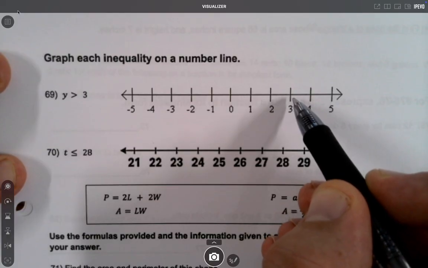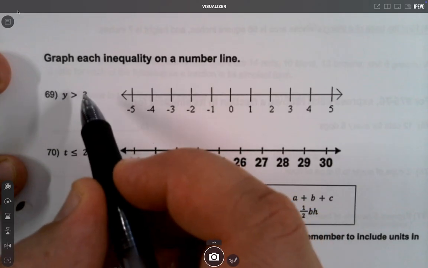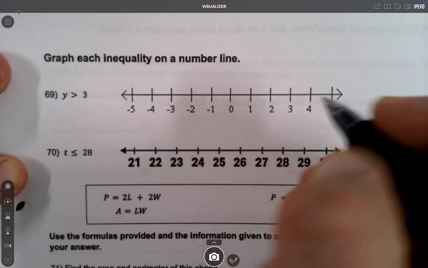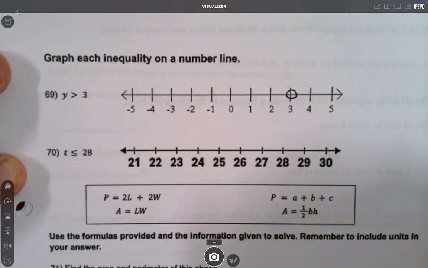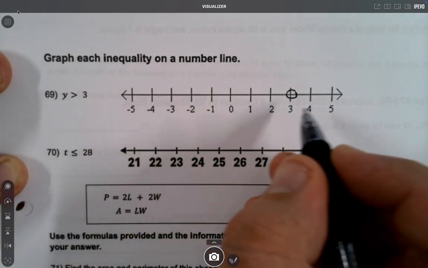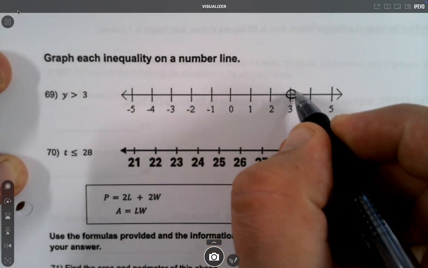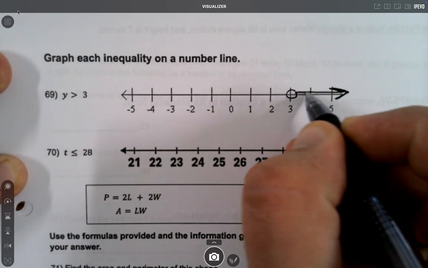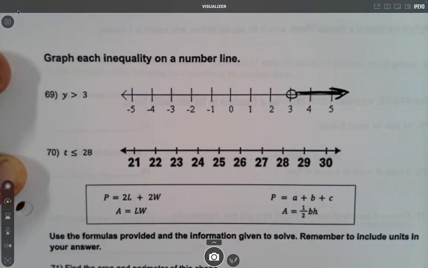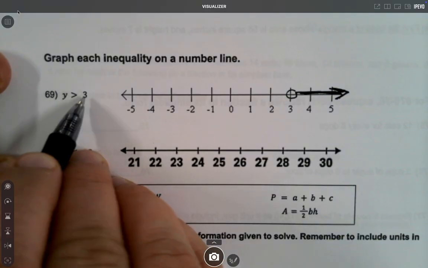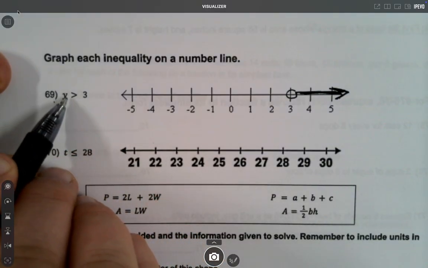Here we've got to decide whether we're going to put an open circle or a closed circle. Because there is no "or equal to" line, it's just greater than, we put an open circle. Since y is greater than 3, we need to shade to the right because those are the numbers bigger than 3. Remember, as long as the variable's on the left side, it's almost like an arrow pointing you to shade to the right.